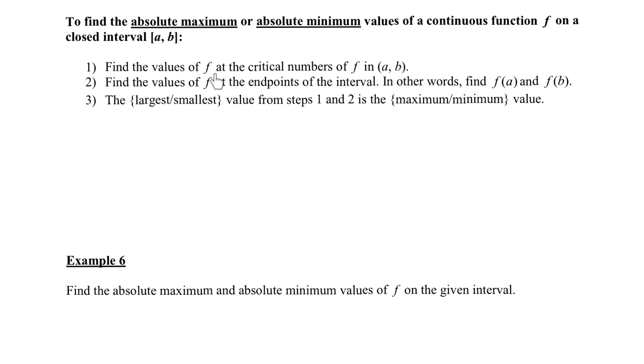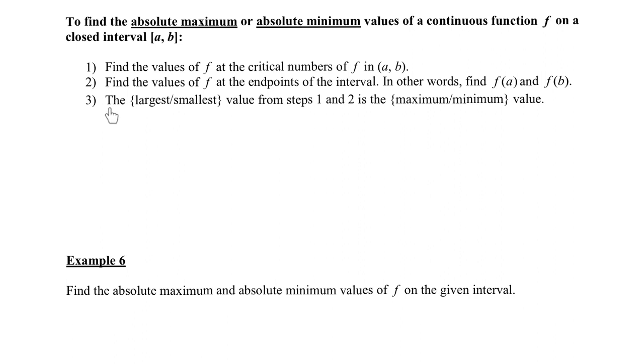Because if you just set a derivative equal to 0, and if your max or min value is at an endpoint, you won't find it that way. So then the second part is this. We find the values of the function at the endpoints. In other words, plug a and b into the function and find those. And then between these two, you're going to find the absolute max and the absolute min on that interval.